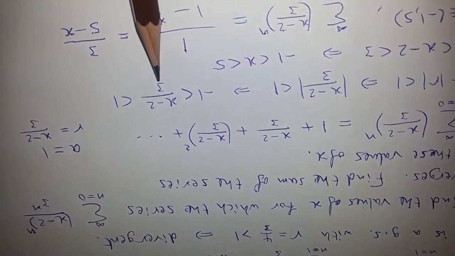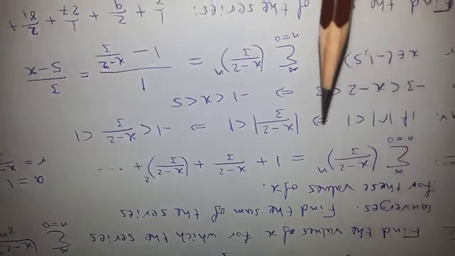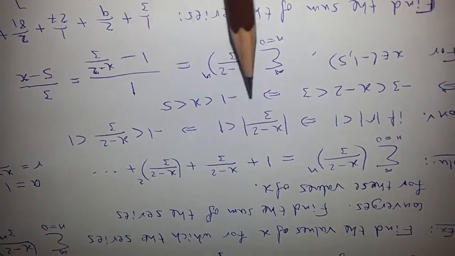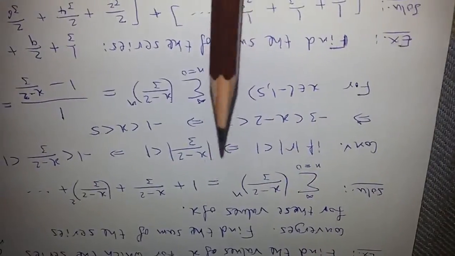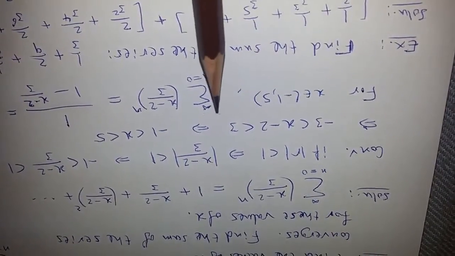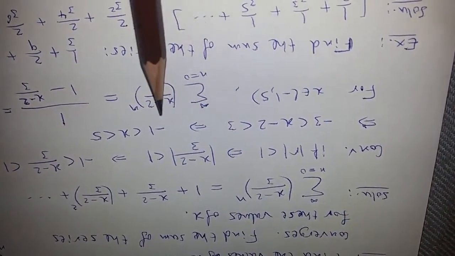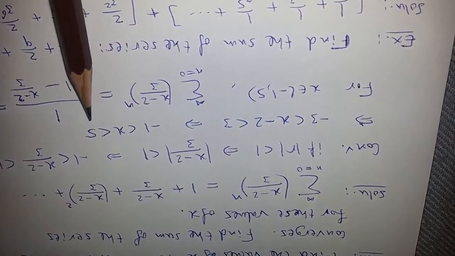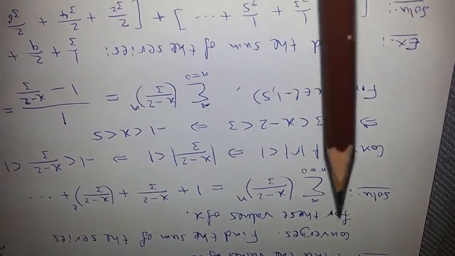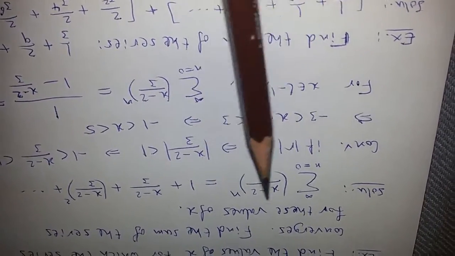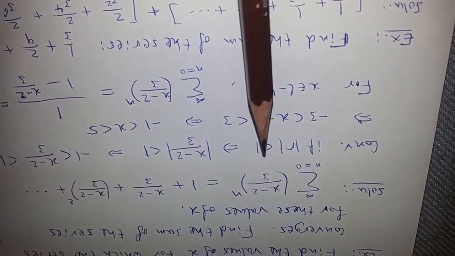You must multiply by 3 all terms, so all sides. So you'll have negative 3 here and 3 here and X minus 2 in the middle. And now you just add 2 to all sides. So negative 3 plus 2 is negative 1, and 3 plus 2 is 5. So these are the values of X for which this series is convergent.